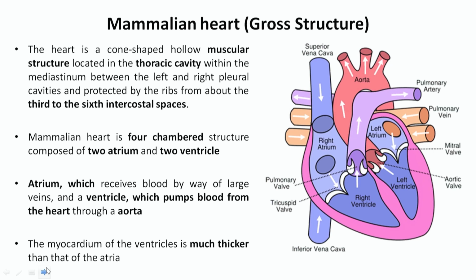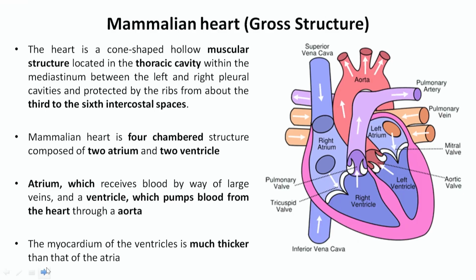So what is happening here: the blood is received into the right atrium by the superior and inferior vena cava, and then the blood will pass into the right ventricle. From the right ventricle, deoxygenated blood will go to the lungs for oxygenation, and from the lungs it will come into the left side of the heart, and from the left ventricle it will again go for circulation to the body parts.